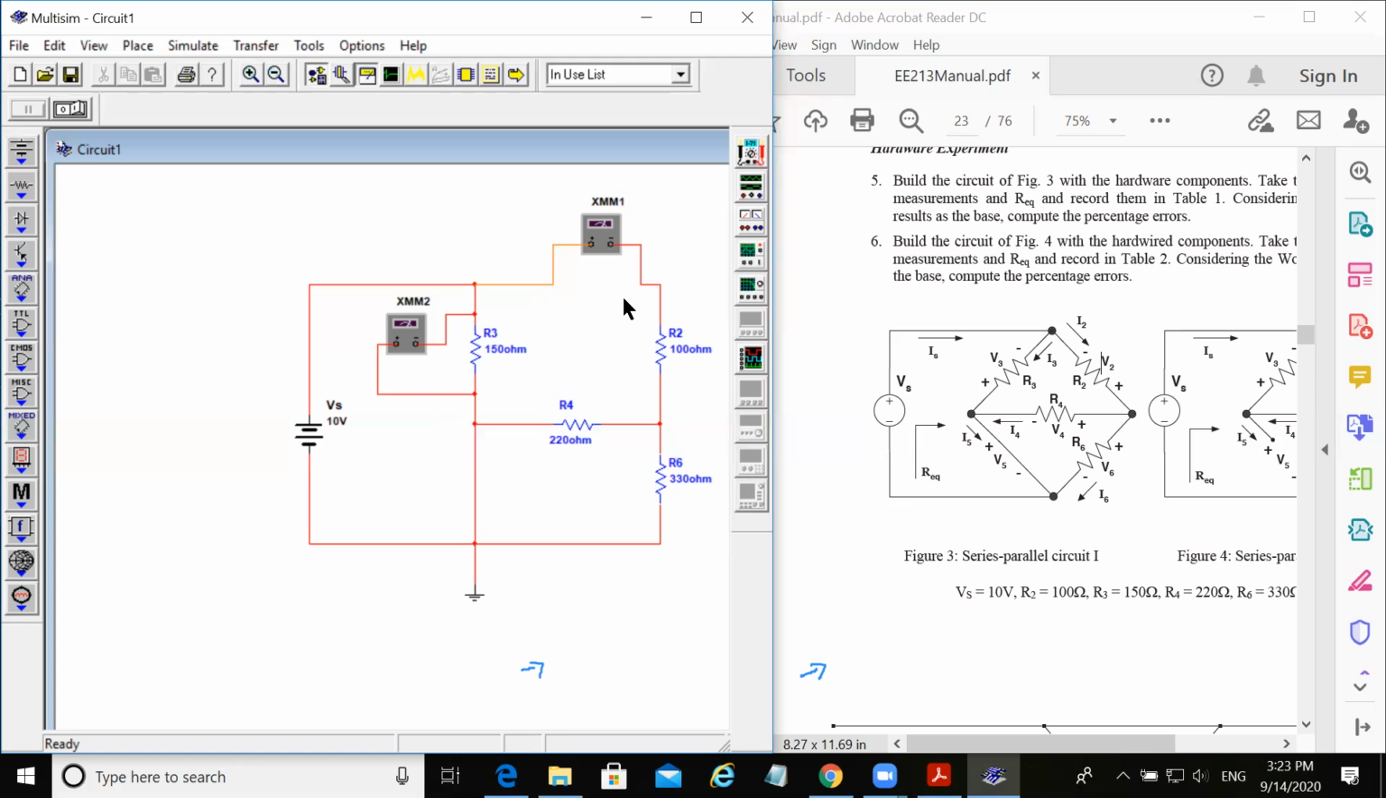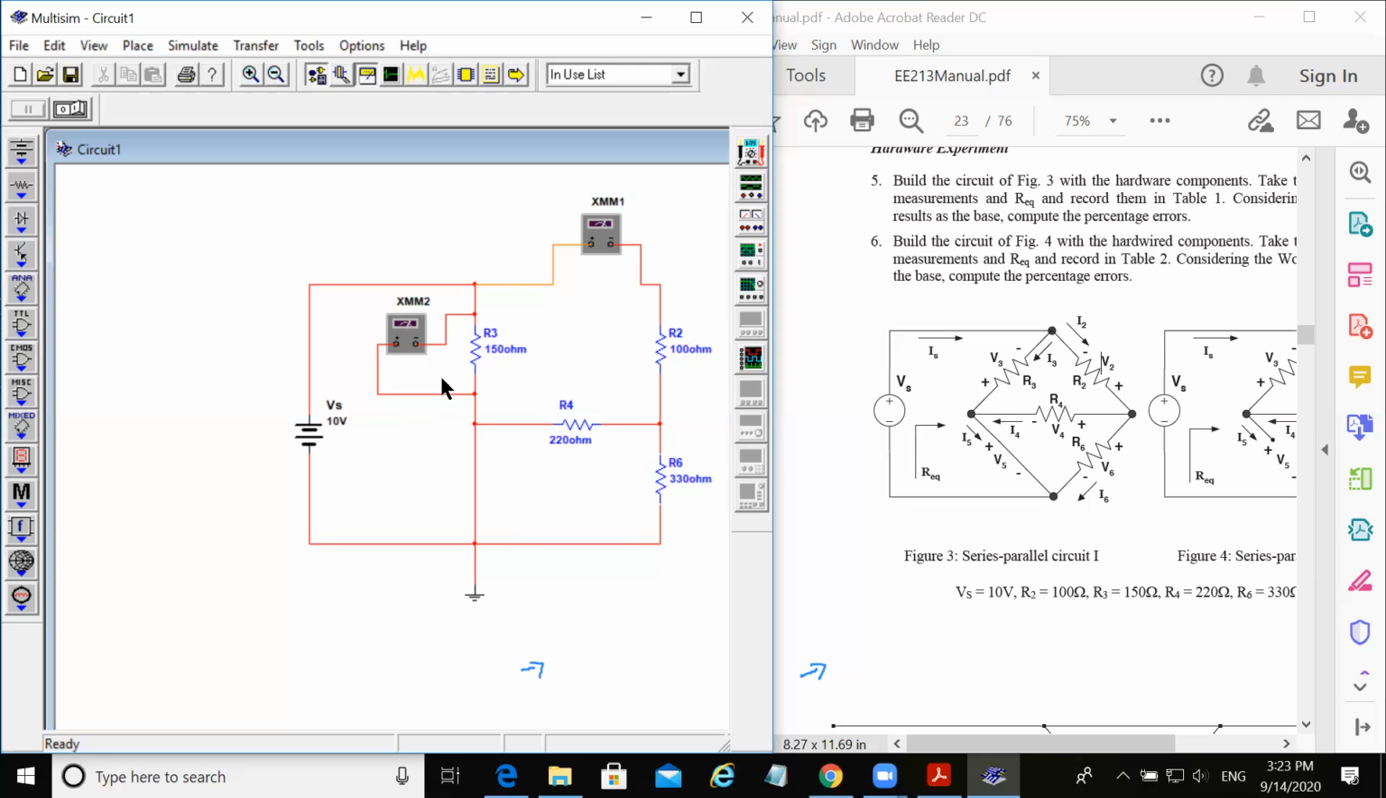The same concept applies for I3. What is I3? I3 is the current flowing through this branch, R3. So you have to connect an ammeter in series with R3 in order to find I3, and so on. I will not show you how to connect the multimeter for each one of the currents. I'm just demonstrating it for I2. You should be able to connect it again in other branches in order to find the other currents.